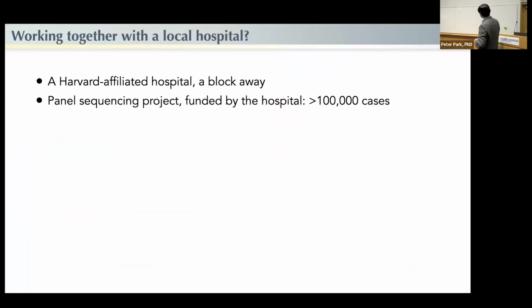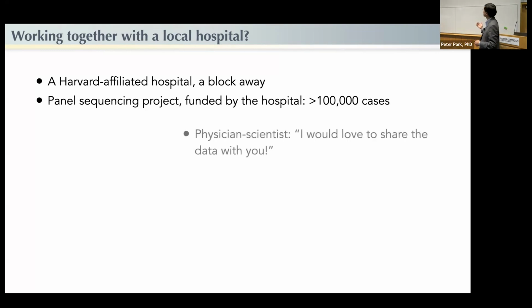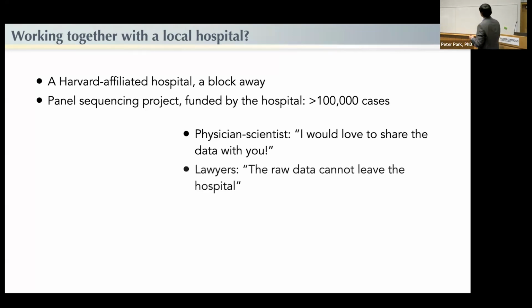Now, just to give you another point of frustration. It turns out that the hardest part for me in this process was actually not the development of algorithms, okay? We tried to work with a Harvard-affiliated hospital, literally a block away from my office, and they were doing a panel sequencing project. They had 100,000 panels, okay? A lot of physicians and scientists said, hey, this is perfect. Can you help? I said, okay, I'll find some people to work with you. And the physician scientist said, I would love to share the data with you. Then the lawyers come in, okay? The raw data cannot leave the hospital, okay?